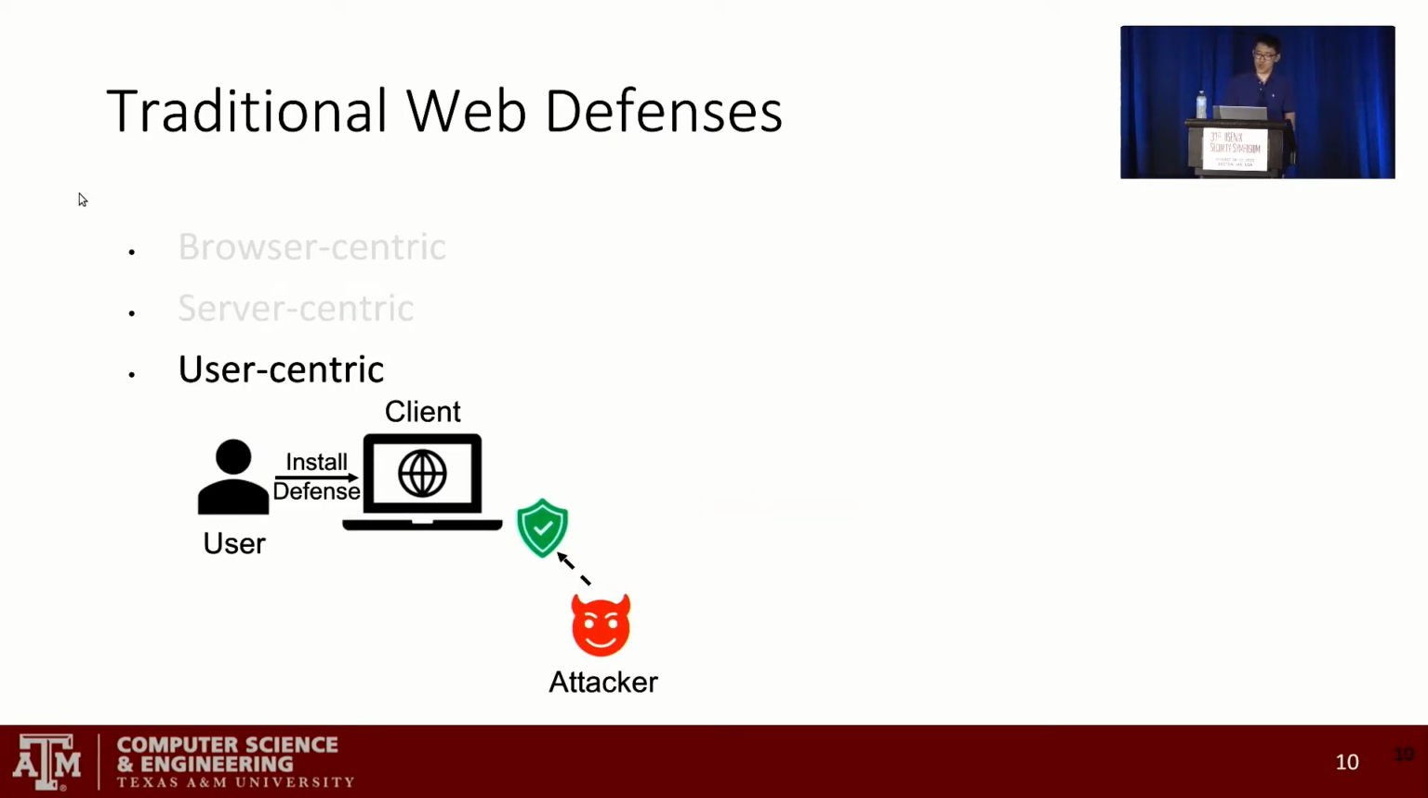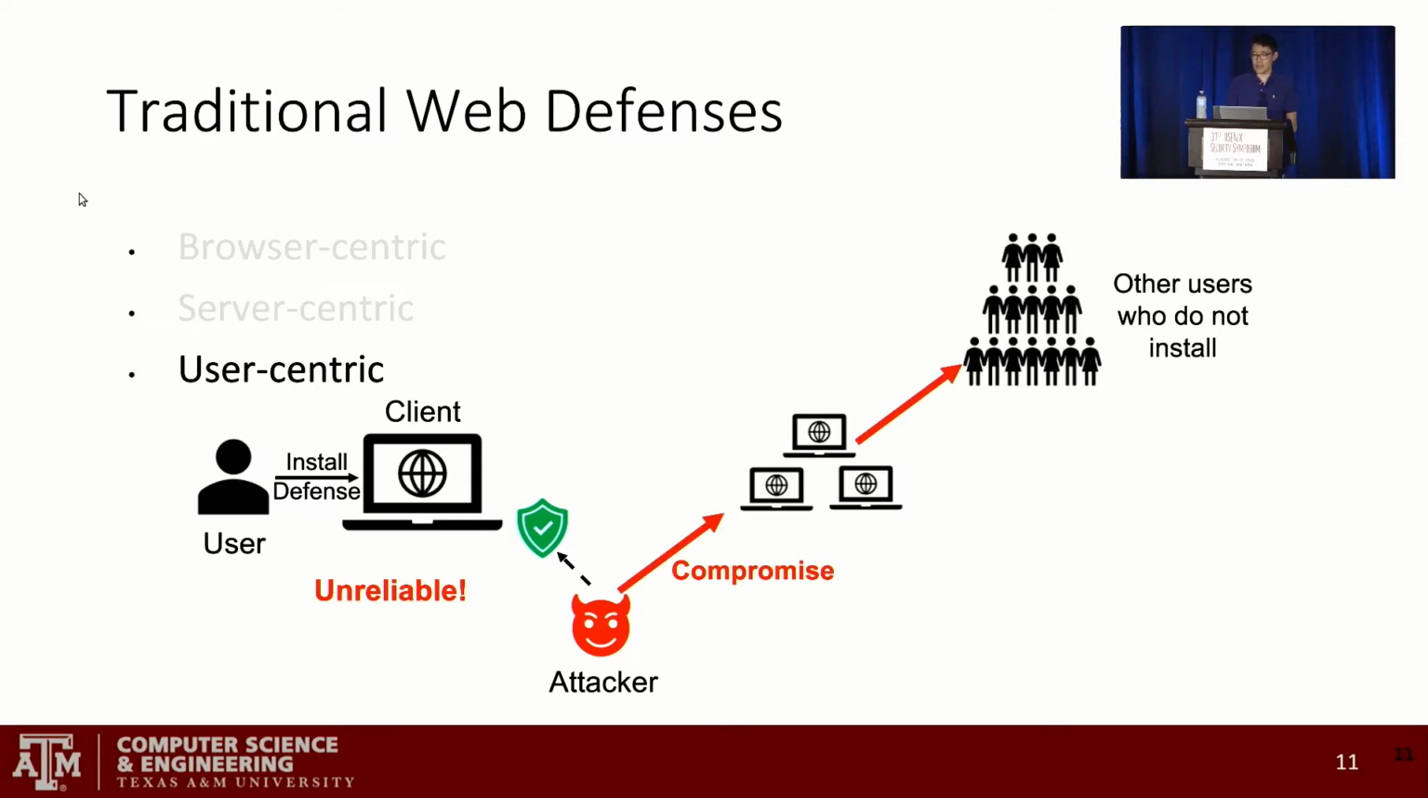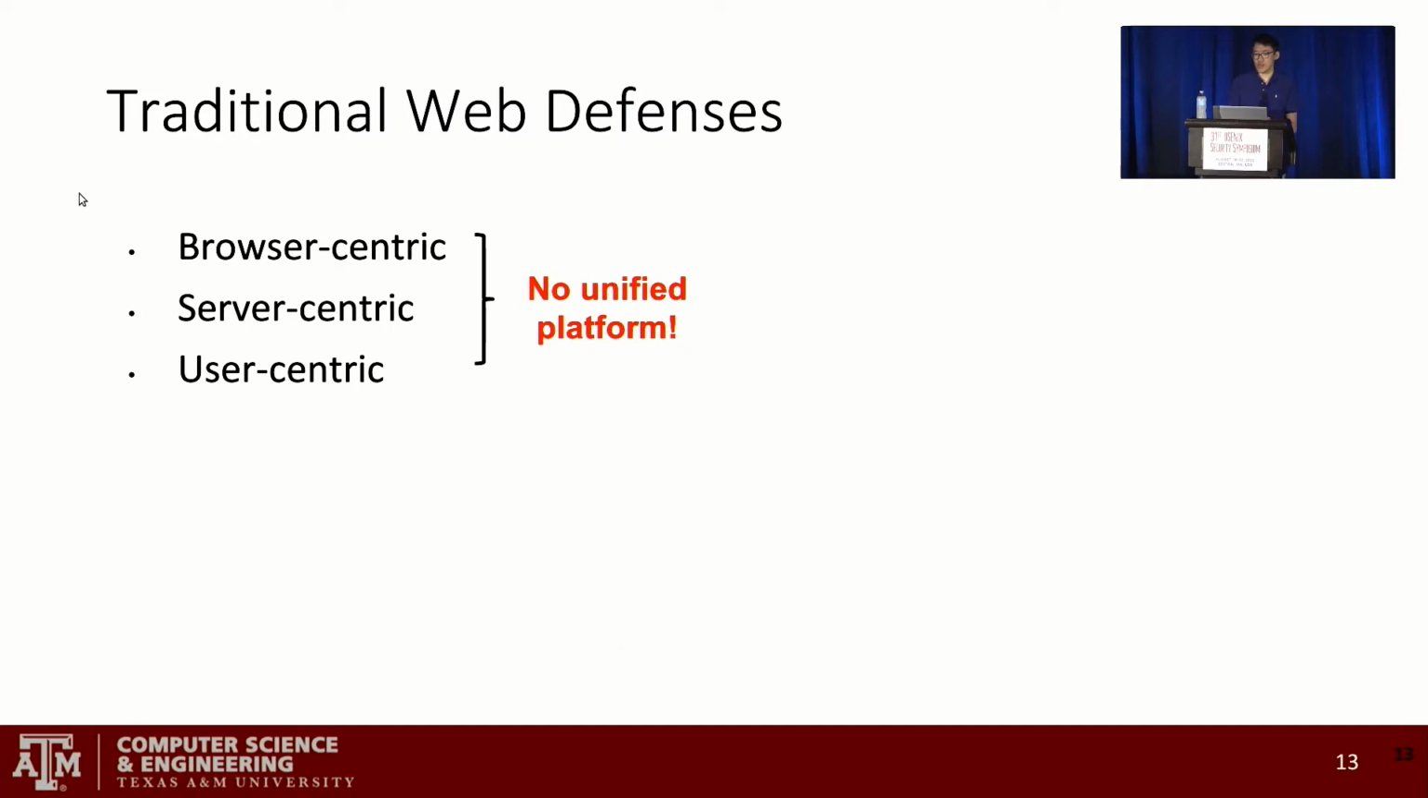For user-centric solution, users install the defense into their client, which can prevent the attack. However, this is not reliable from the perspective of web developers because attackers can still compromise other users who do not install such defense. Some examples of this type of defense are browser extensions like ad blockers. And usually for these defenses, there is no unified platform, and they are implemented as standalone applications.